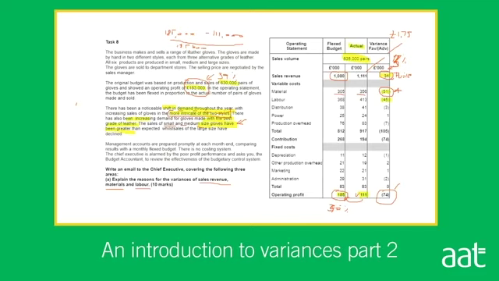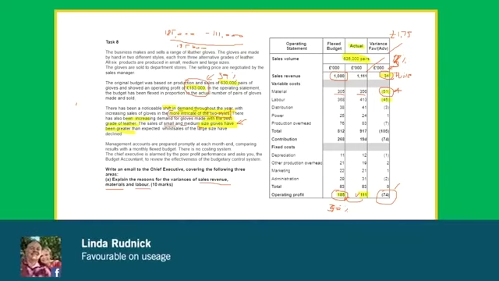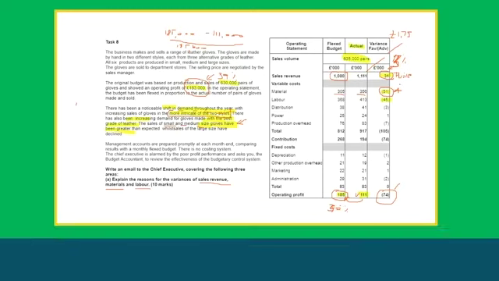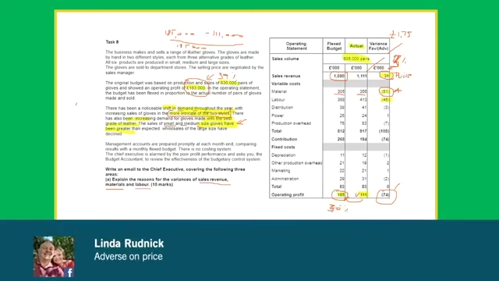Okay, so Linda has said favourable on usage, and also adverse on price. Adverse on price. Very good.